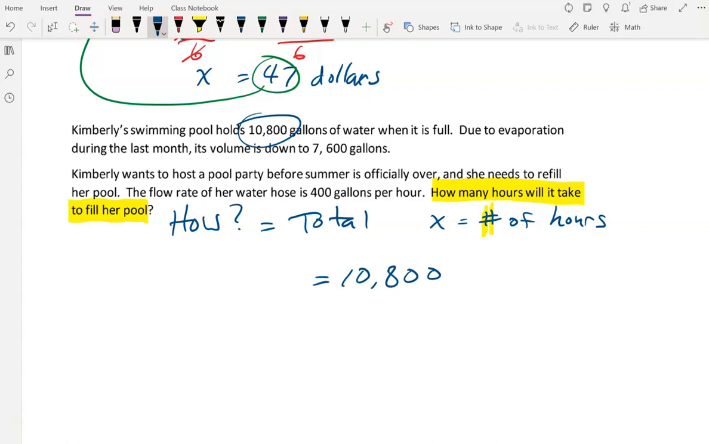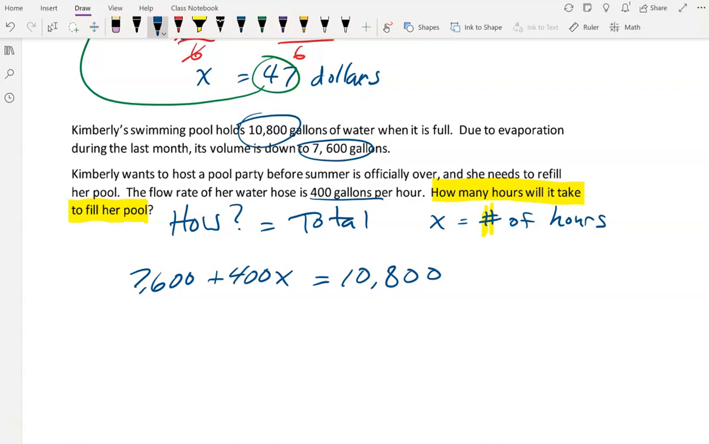Now, how is she going to get there? Well, as you can read in the question, the pool already has 7,600 gallons. And she is adding to that 400 gallons per hour. So 400 multiplied by the number of hours that it will take to fill the pool will equal the 10,800.